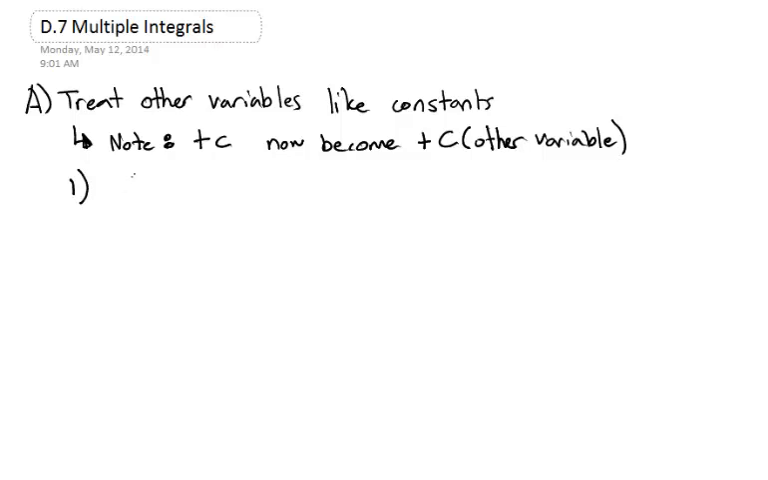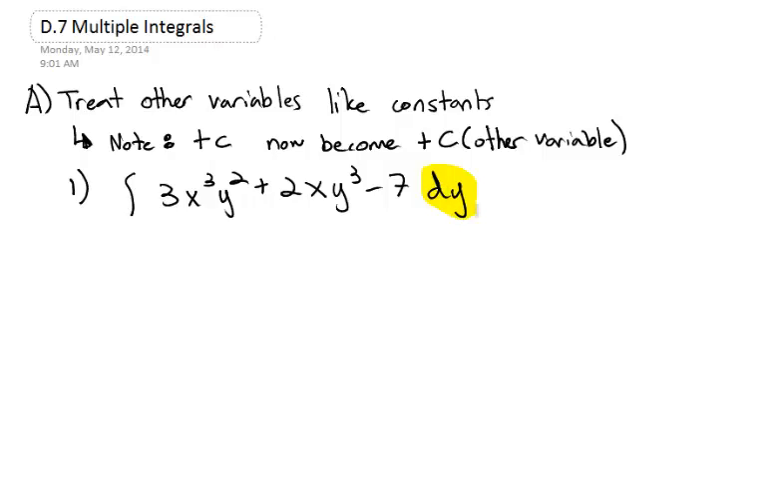So let's look at a partial integral, if you will. It's just the integral of 3x cubed y squared plus 2xy cubed minus 7 dy. What's important here is the dy. That dy tells me which variable I'm taking the integral of. All of these y's are my variables, which means the x's we're just going to treat like a constant, and they'll just come out front. So the integral of y squared is y cubed, and then when we divide by 3, we get 1x cubed, plus the integral of y cubed is y to the 4th. 2 divided by 4 is 1/2 x, minus 7y.